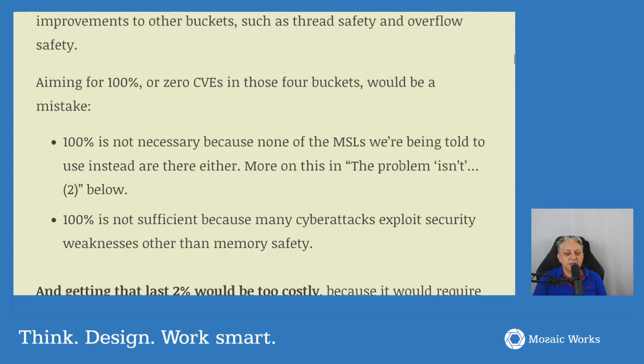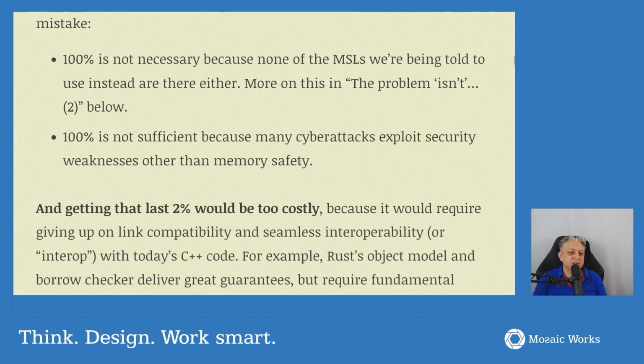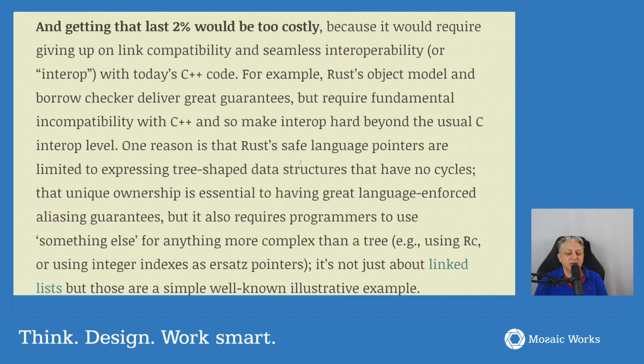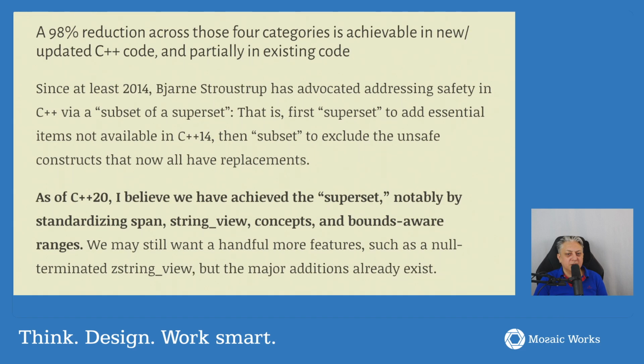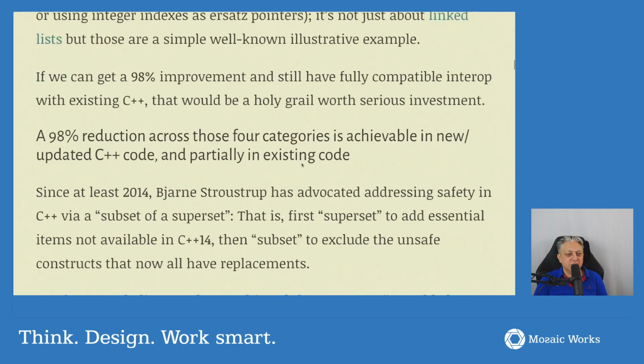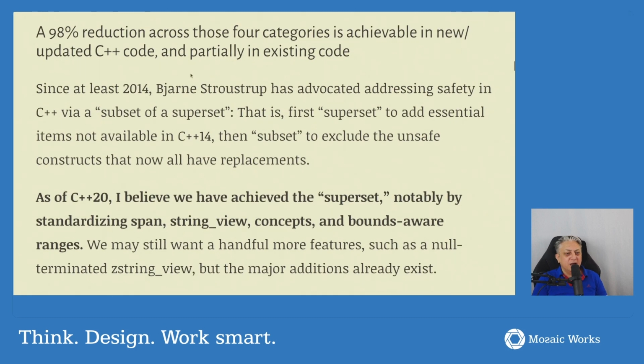Okay, he's saying that aiming for 100% or zero CVEs would be a mistake because it's overkill and very costly. So this is not that. I'm going to skip that section. A 98% reduction across those four categories is achievable in new updated C++ code and partially in existing code.